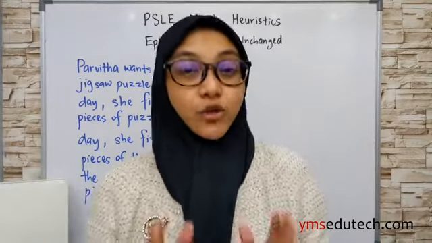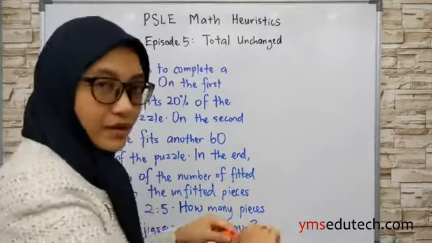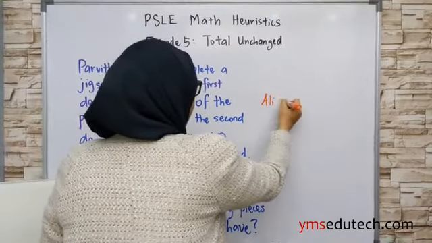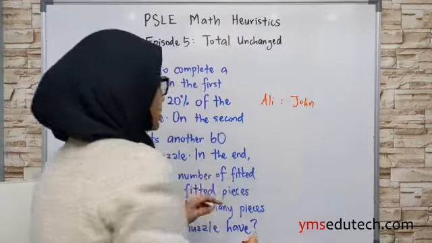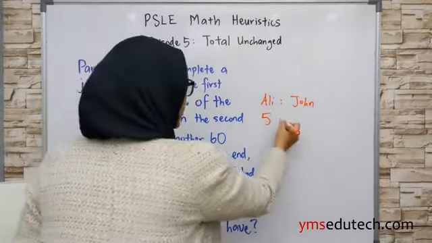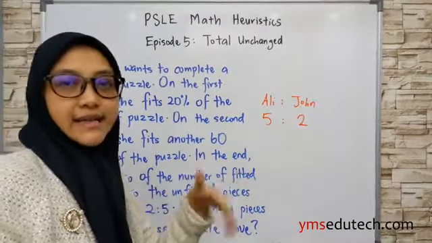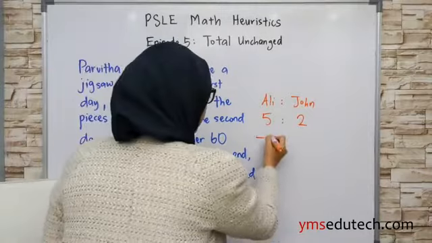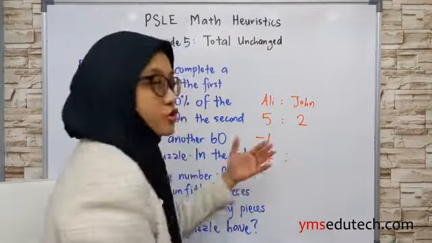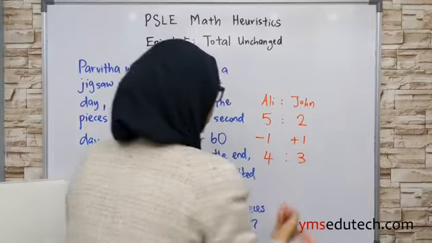What do I mean by that? The total number of items remain the same. Let me give you a simple example. Let's say we have Ali and John. Ali has 5 sweets while John has 2 sweets at first. Then Ali decided to give 1 sweet to John. So now Ali has 5 minus 1, he has 4 sweets, while John received that 1 sweet from Ali. Now John has 3 sweets.